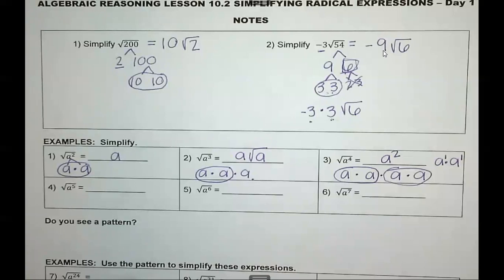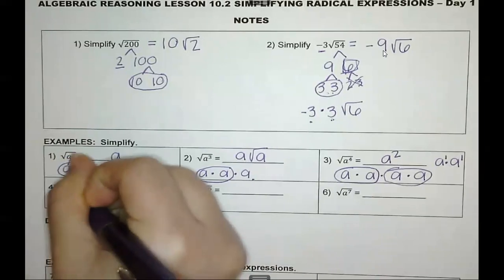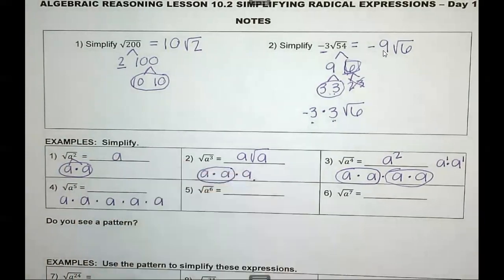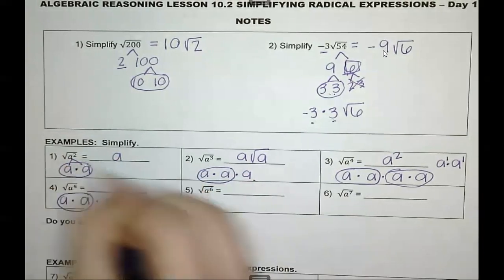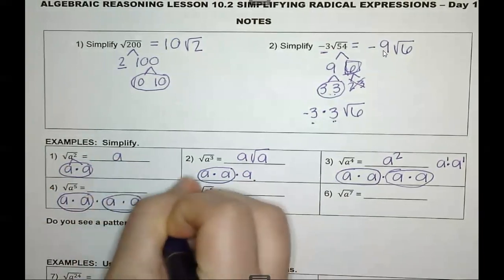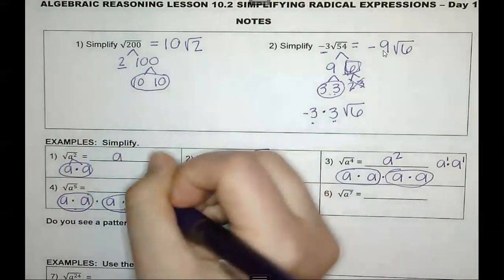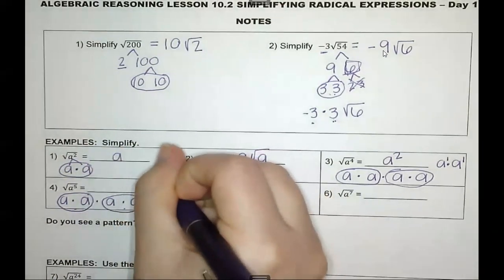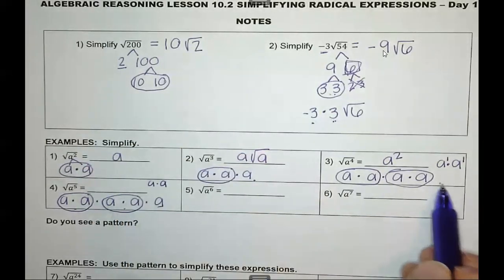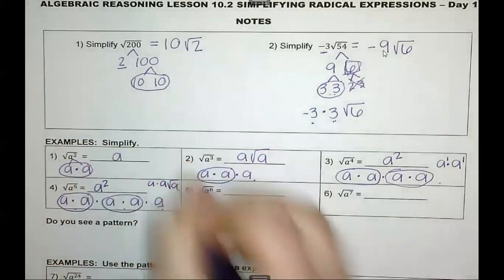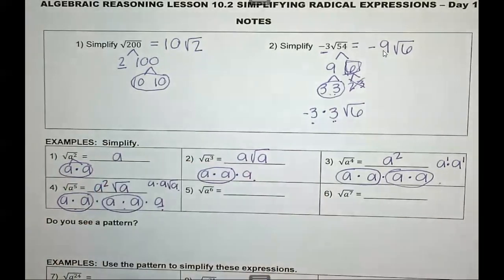All right. On number 4, we have the square root of a to the 5th. So a times itself 5 times. So we have a times a times a times a times a. And we are looking for pairs. So I have one pair, another pair, and then we have this one left over here on the end. So I get to take out 2 a's. So I'm going to have a times a, which over here we said would give us a squared. But then we do have this a left over, so it stays underneath the square root.